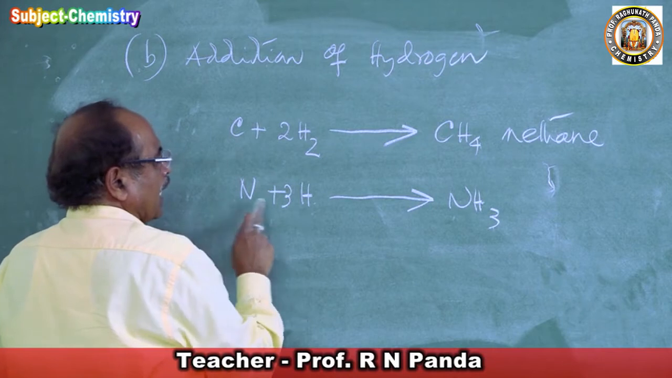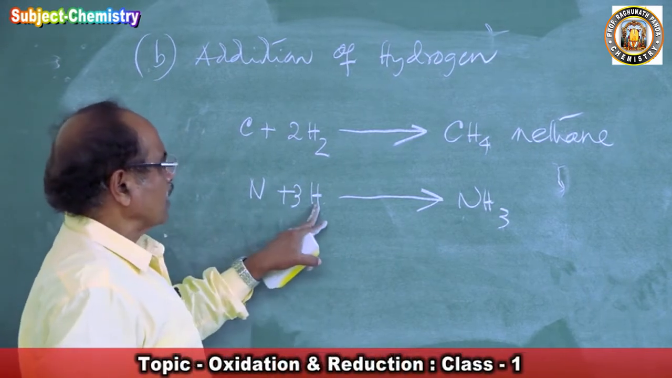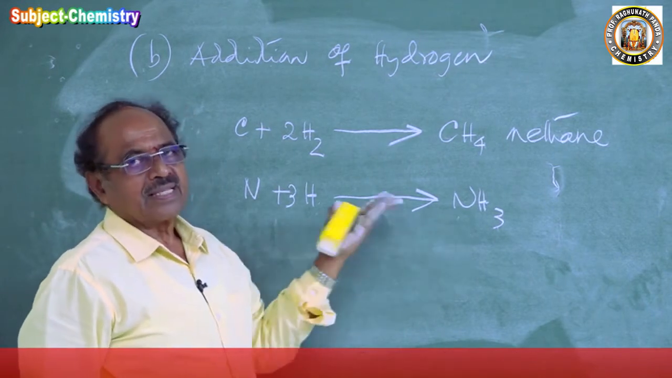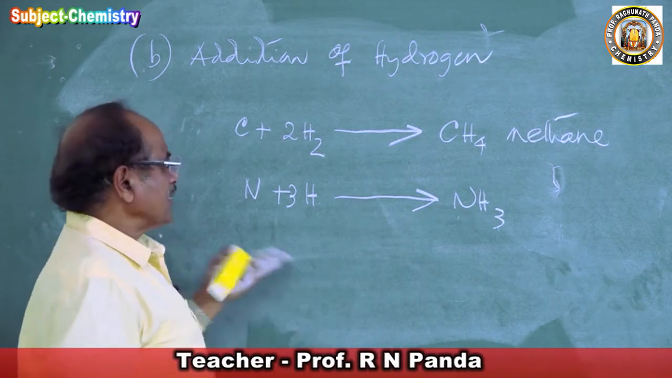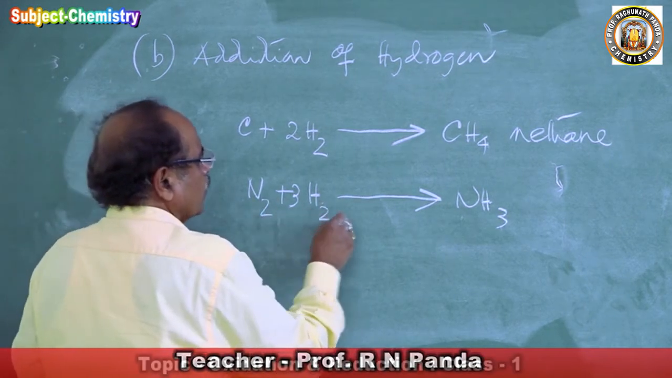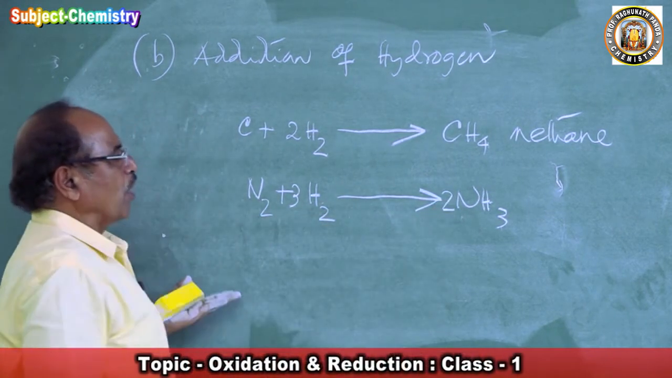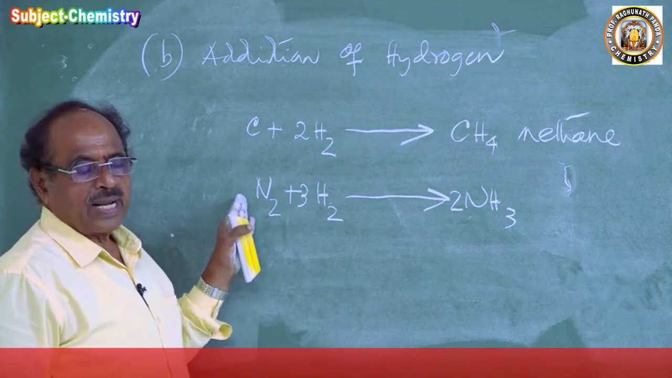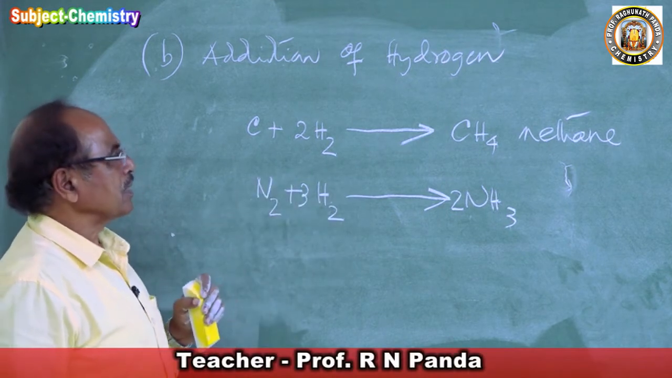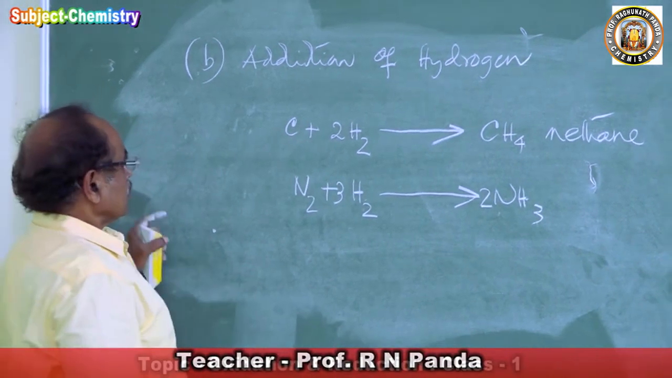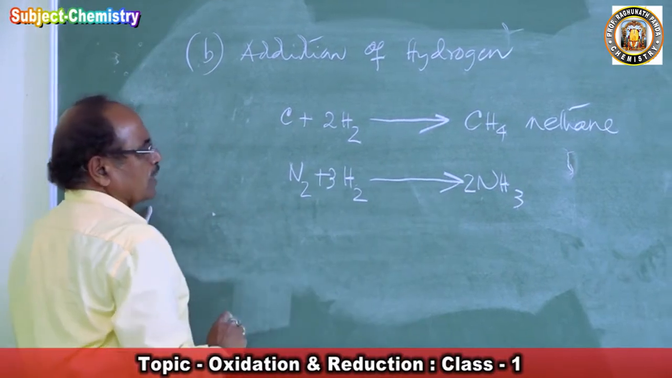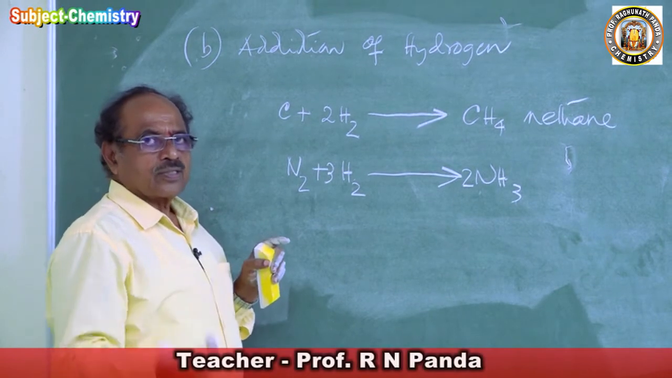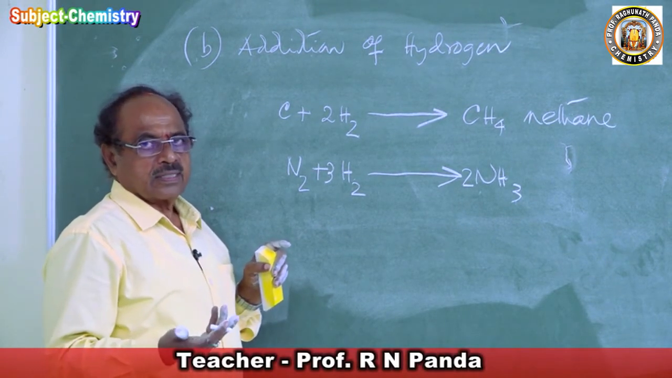3 atoms of hydrogen are added to 1 atom of nitrogen, it forms ammonia. The reaction is called reduction. If you balance it, you will write N2 + 3H2 → 2NH3. We will write in a balanced form. So here you are adding hydrogen to nitrogen to get ammonia. The process is reduction. Or you remove oxygen. Suppose that a compound is there. You add hydrogen and remove oxygen. So that reaction is also called reduction.